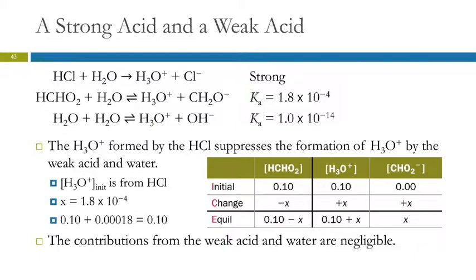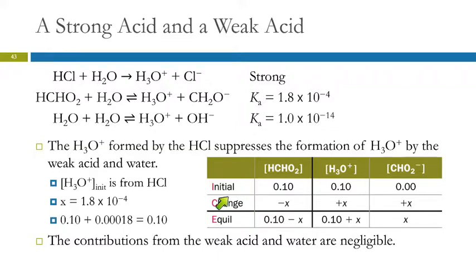The other thing that goes on here, just besides the difference in the Ka values, is that this hydronium ion concentration actually suppresses the formation of hydronium ion from the weak acid. Because if this was at equilibrium and then you toss the HCl in there, you've added a whole bunch of hydronium ion. And what's that going to do to the equilibrium of the weak acid? It's going to push it towards the acid, away from the hydronium ion.